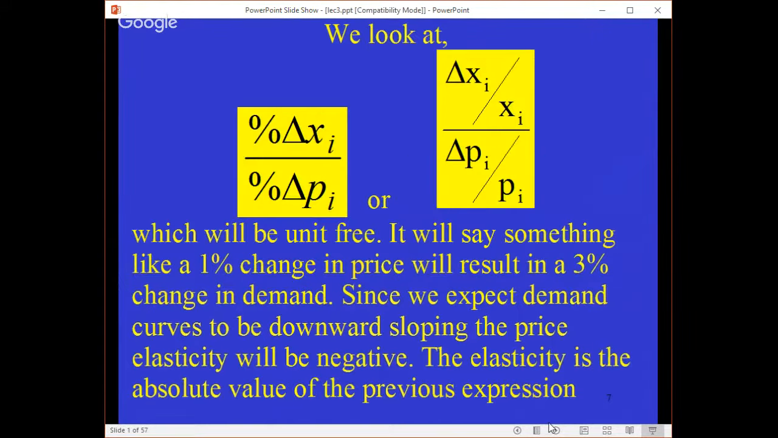So, in this case, instead of saying the percentage change in xi over the percentage change in p, I can rewrite that as follows. I can write it as the change in xi over xi, over the change in pi over pi. Right? Now, here it doesn't matter if I'm measuring pounds per dollar or grams per yen. I'm going to get the same number.